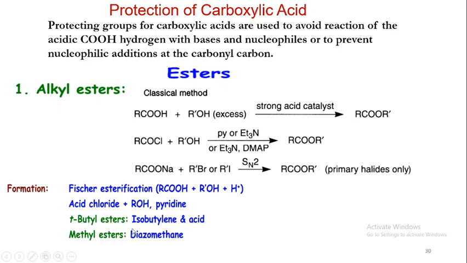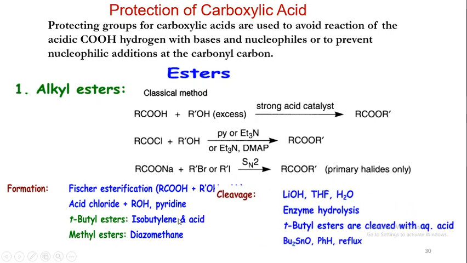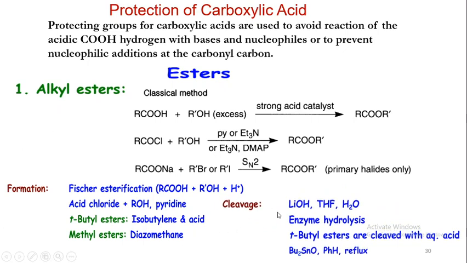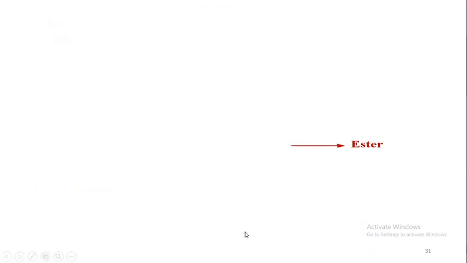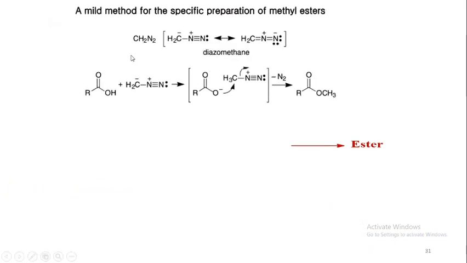Also, the acids can be converted into esters by using tertiary butyl esters, and methyl esters by using diazomethane. The cleavage can be done by LiOH in the presence of THF, or enzyme hydrolysis. Tertiary butyl esters are cleaved with aqueous acid. This is the mild method for the specific preparation of methyl ester.